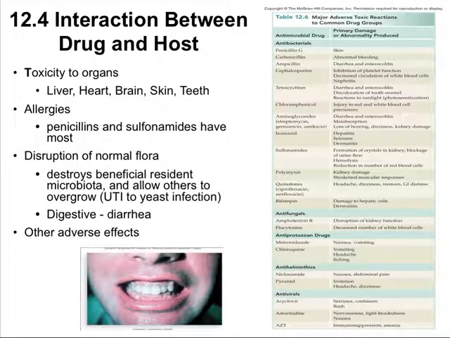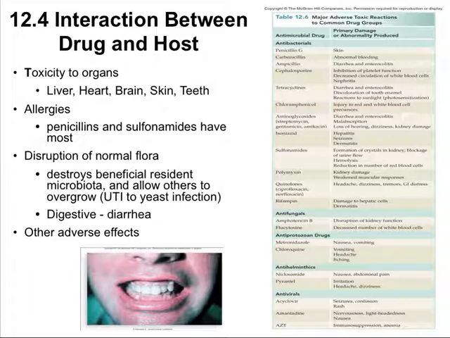So in order to reach the microbe, we need to give the antimicrobial drugs to the host of the microbe. So we really have to consider the effect that the drugs have on the host. Drugs can have toxicity to the organs, including the liver, heart, brain, skin, and teeth. It can cause allergies. Penicillin and sulfonamides have the most allergies, although that doesn't exclude many others.